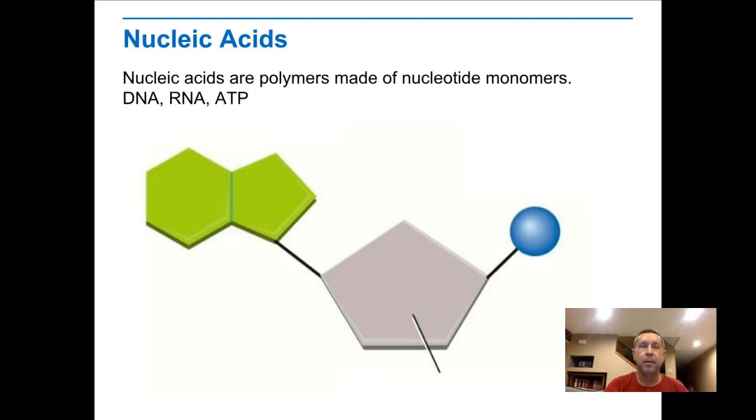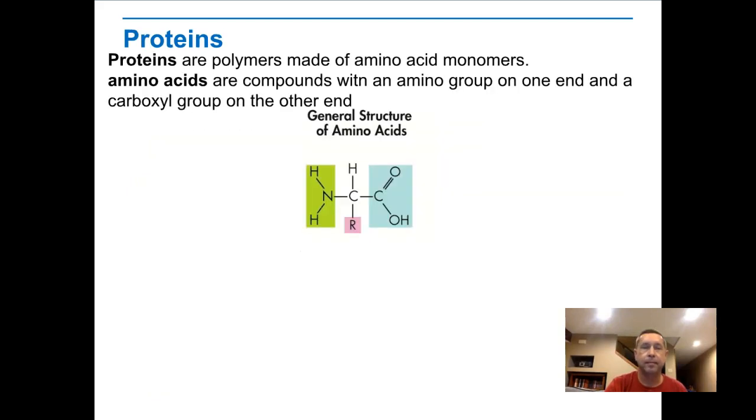The third type of organic molecule are the nucleic acids. Nucleic acids are polymers made up of nucleotides, which we see pictured here, and they make up things like DNA, RNA, and ATP. So you have a 5-carbon sugar, a phosphate group, and a nitrogenous base.